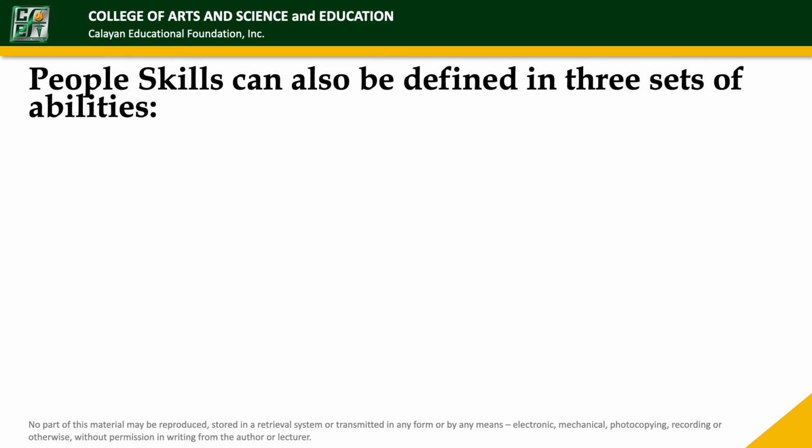So people skills can also be defined in three sets of abilities. First is personal effectiveness, or how one comes across with others. Second, interaction ability, or how well one predicts and decodes behavior. And third, intercede easily, or the ability to lead, influence, and build bridges between people. So since you are all students and someday you will be working, you are all potential leaders.